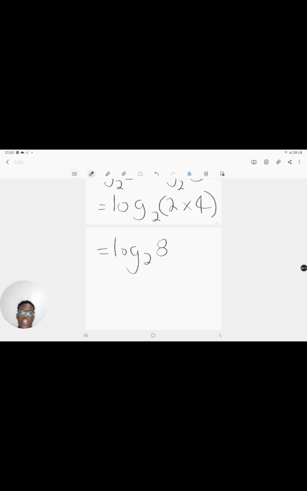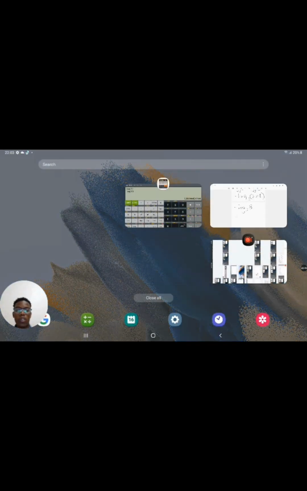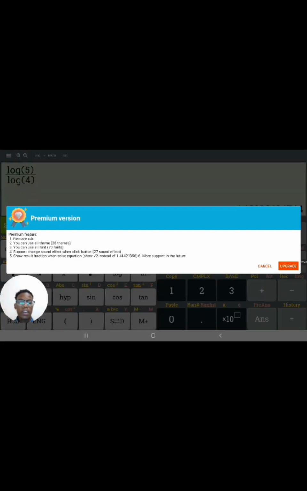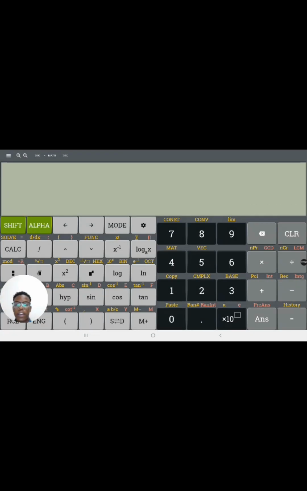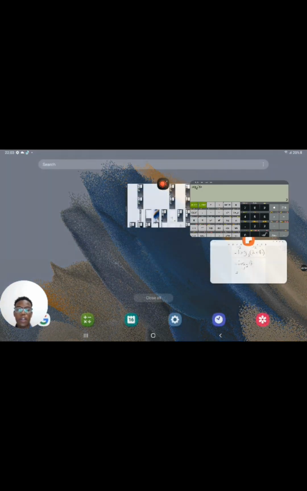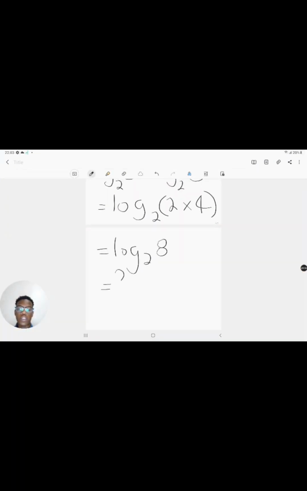And if you want to find the answer to that, you can punch it into your calculator and you will get an answer. So what's log of 8 with base 2? That's going to give you 3. So your answer in this case is 3.